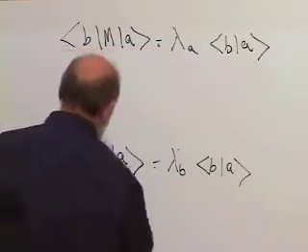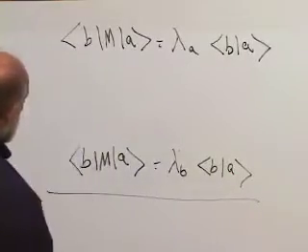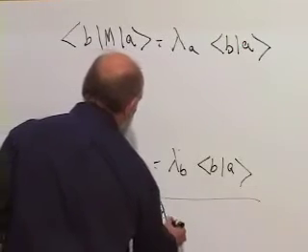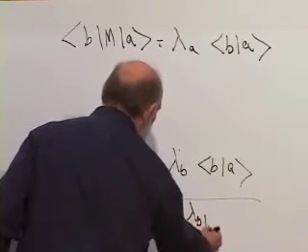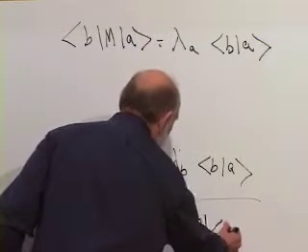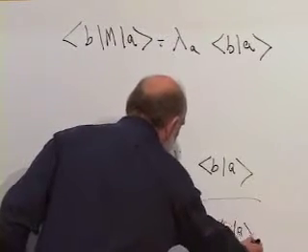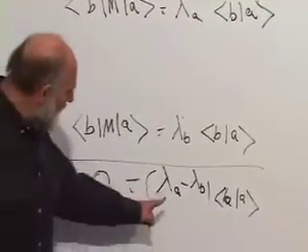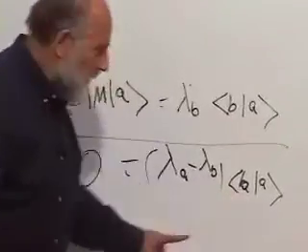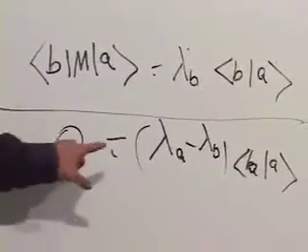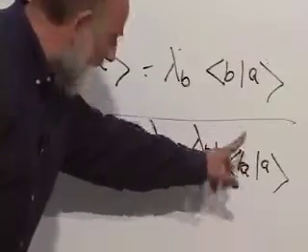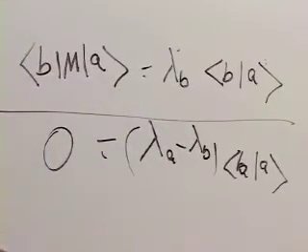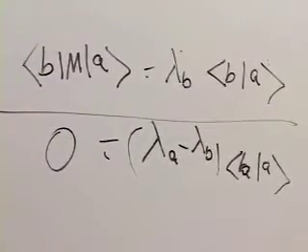In other words, let's subtract these two equations. On the left-hand side, we get 0. On the right-hand side, we get lambda A minus lambda B times BA. If a product is equal to 0, that means one or the other factor is equal to 0. The product of two things can only be 0 if one or the other factor is equal to 0. So one possibility is that lambda A is equal to lambda B. This is true. It's a possibility.